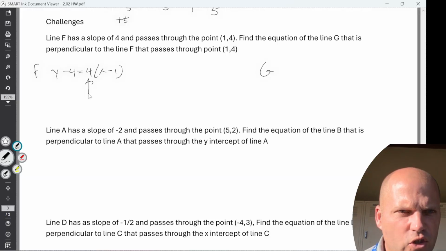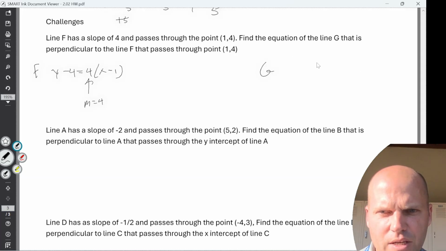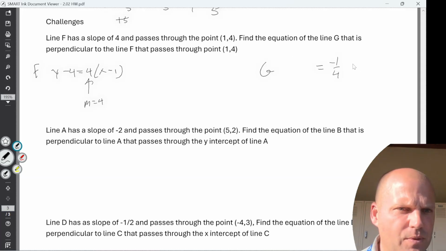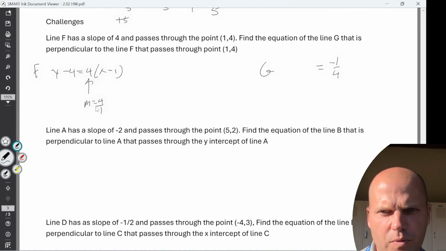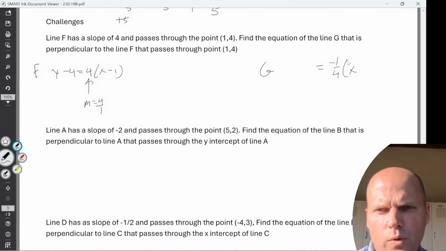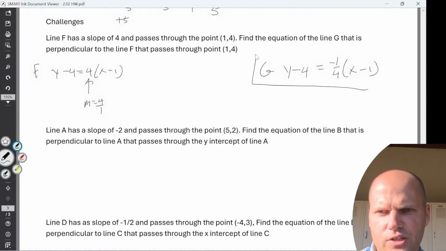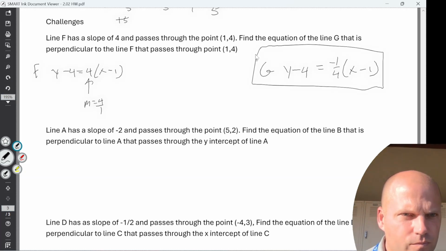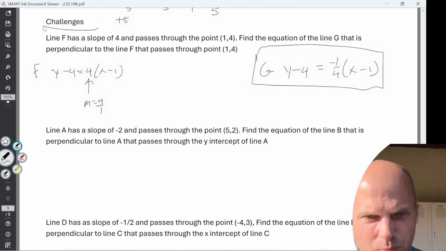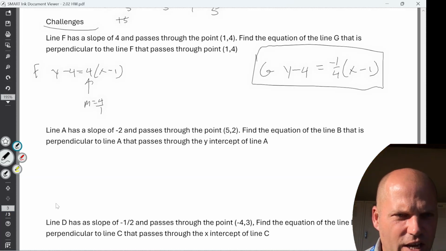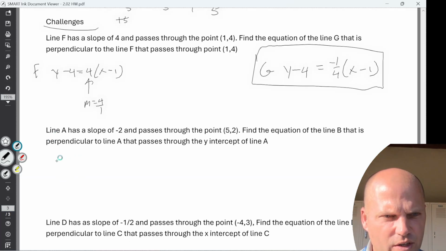So we know that the slope of F is 4, which means the slope of G has to be negative 1/4. Opposite reciprocals. If you have 4 over 1, flip it to negative 1 over 4. We have x minus 1. We'll have y minus 4 because they share the point. That's it. That's G. That's not much of a challenge. Who said that? I did. I made this homework. All right, let's see if the next question is a little bit tricky.